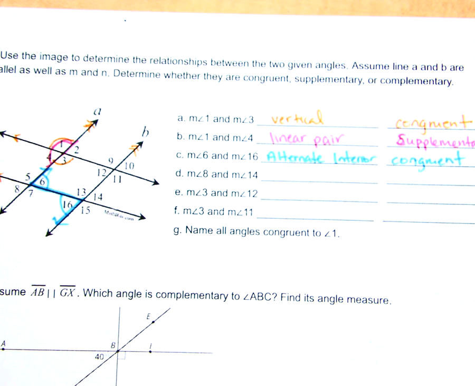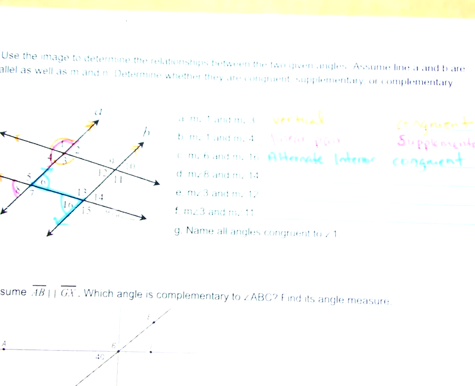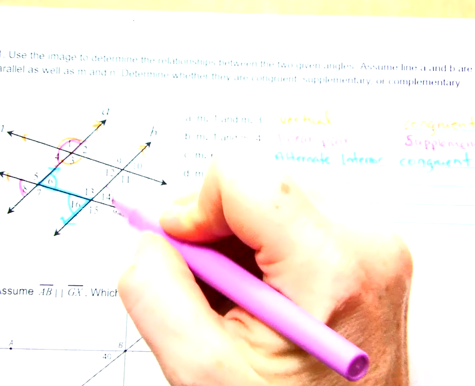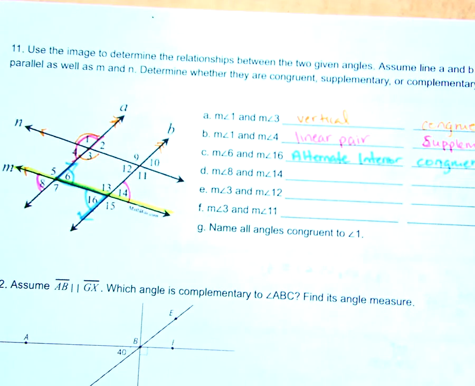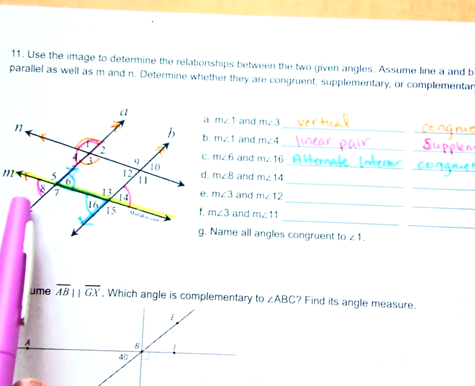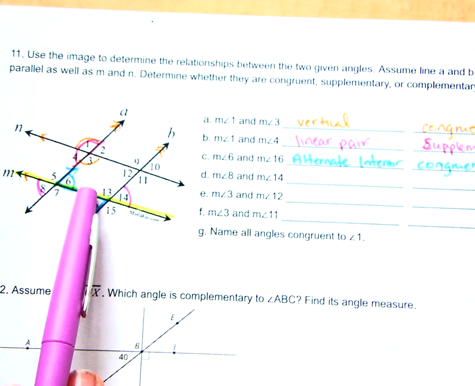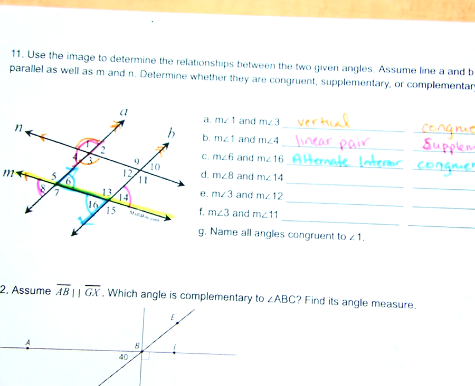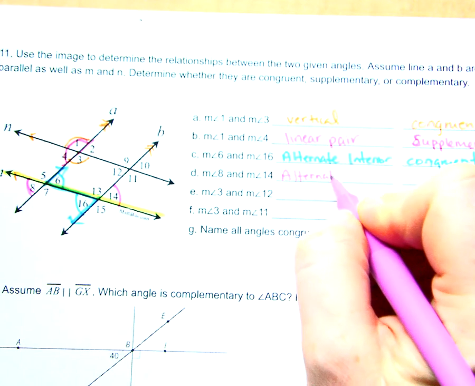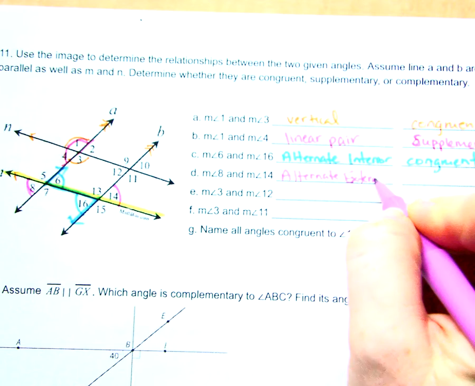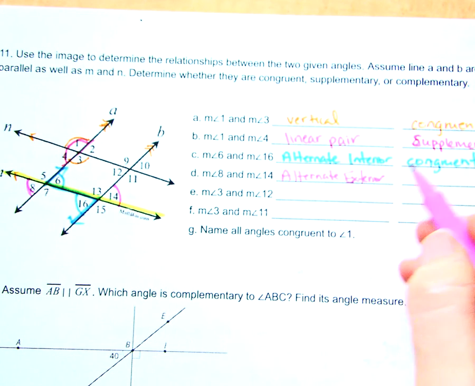Let's see here. Angles 8 and 14. So we're looking at this guy over here and this guy over here. And they're along this parallel line right here. And so I hope you can kind of see this here. They're on opposite sides of the transversal, outside the parallel lines. So we would call those alternate exterior. And both acute, again, congruent.